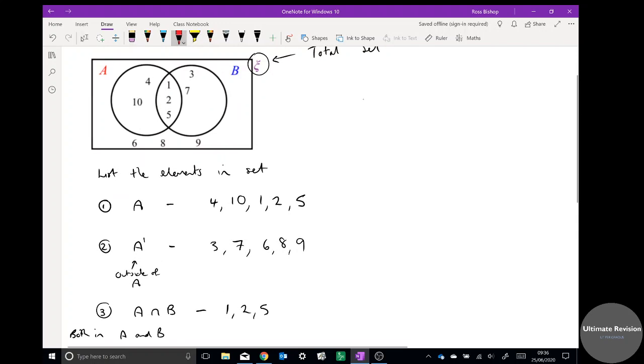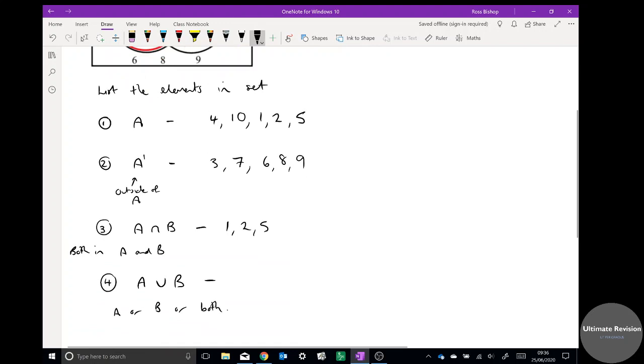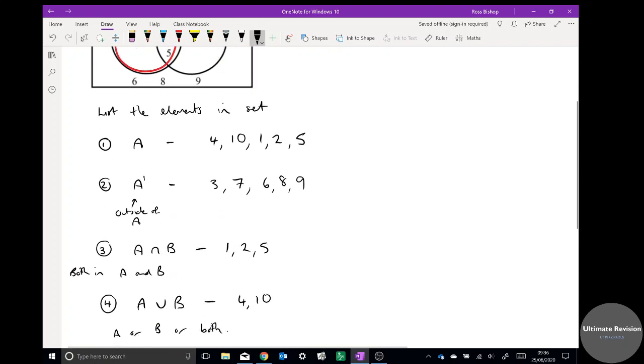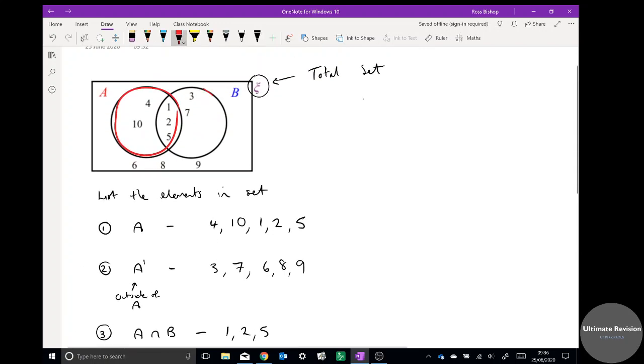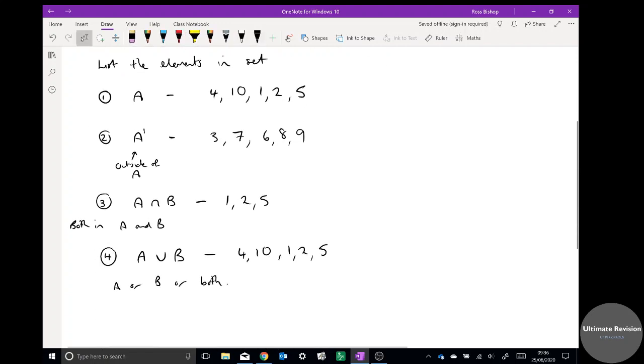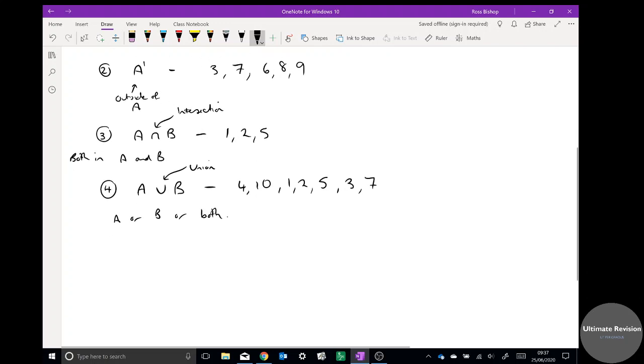So what you do here is start off with A. You write all of the ones in A. So 4, 10, 1, 2, and 5, and then all of the ones in B. We don't write any repeats. So all the ones in B, so just 3 and 7, because I've already written down the others. 3, 7. That symbol means union. That symbol means intersection. Okay. So they're the key fundamental ones.